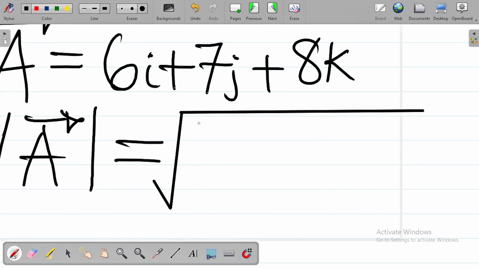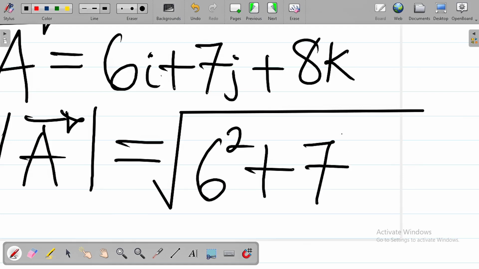the square root of, now we are going to pick the coefficient of i and square it. So the coefficient of i is 6. We have 6 raised to power 2 plus the coefficient of j is 7. So we have 7 raised to power 2, and then plus the coefficient of k is 8. So we have 8 raised to power 2.